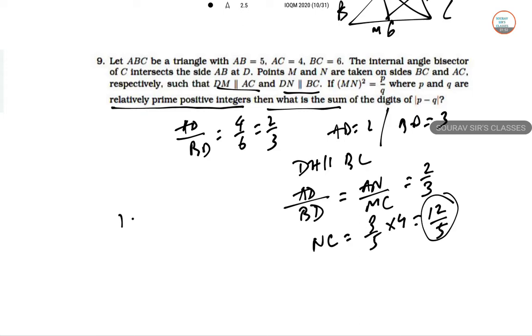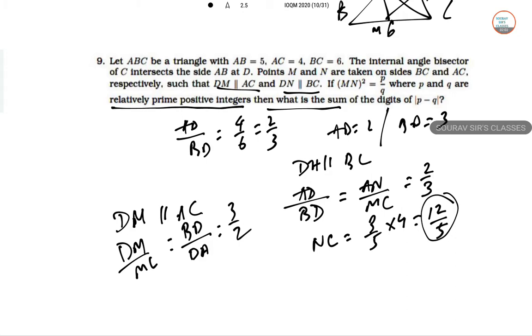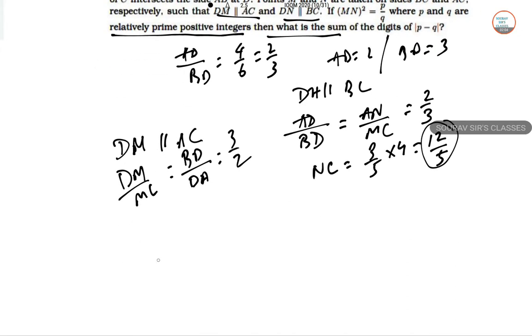And again, DM parallel to AC, so DM by MC is BD by DA, that is equal to 3 by 2. So in this case, MC is 3 by 5 into 4, so 12 by 5. So DMCN, this thing is a rhombus.